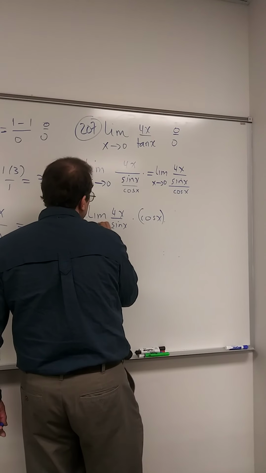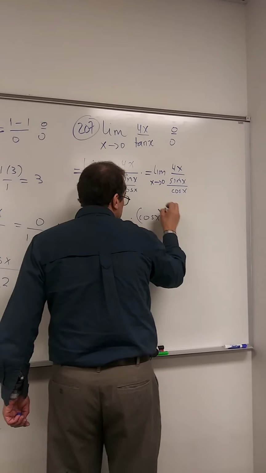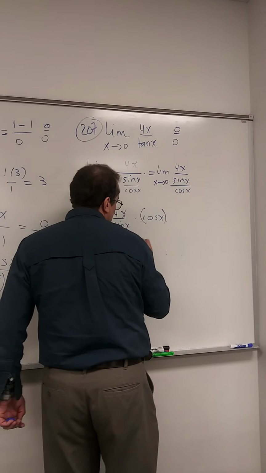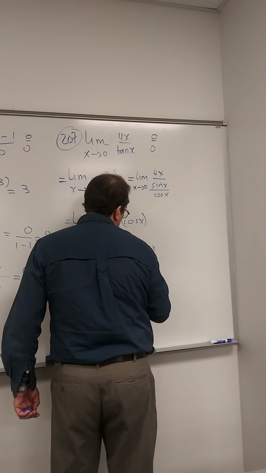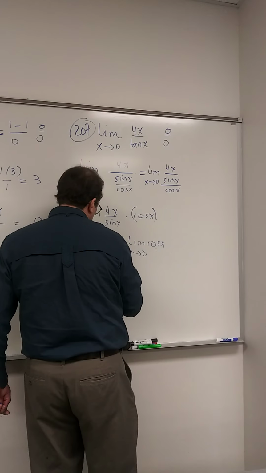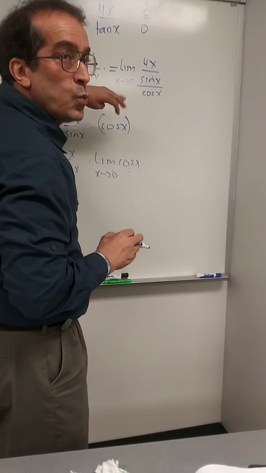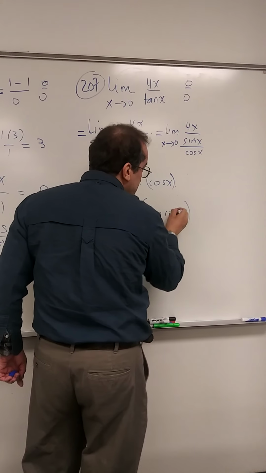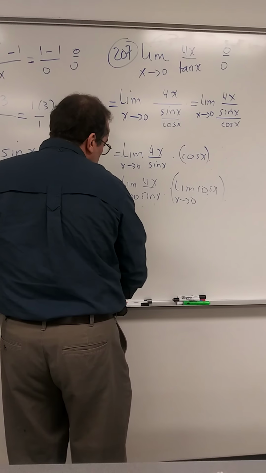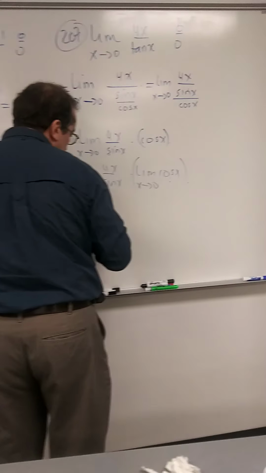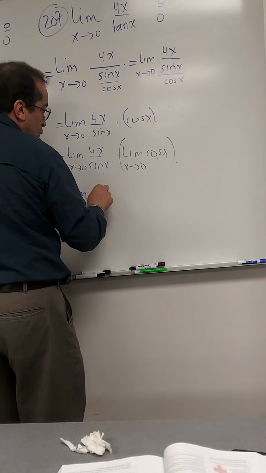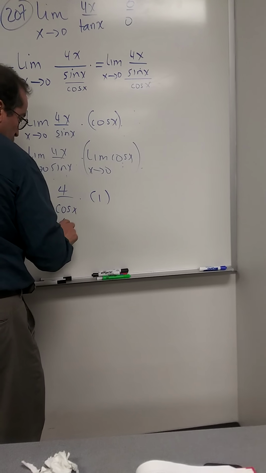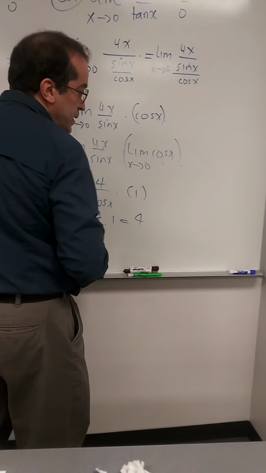And I'm going to do these limits separately. This limit and this limit separately. So this is the limit of 4x over sine x times the limit of cos x as x tends to 0. I could have got rid of it from here, but I just wanted to show you that you can get rid of it by doing this, and you don't even have to do this. This limit is equal to 1. This is indeterminate. So use L'Hopital's rule for this one. The derivative of 4x is 4, and the derivative of sine x is cos x times 1. So this is 4 over 1 times 1, which is 4. So this limit is equal to 4.